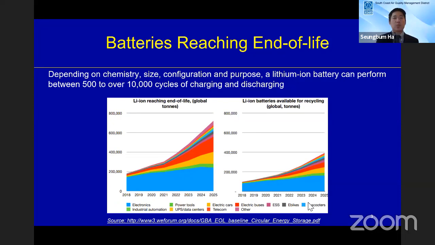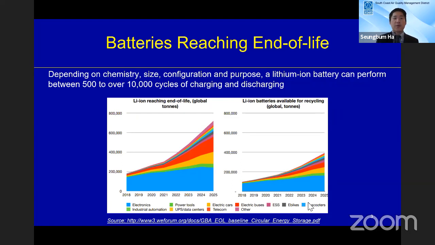The second question we might have is when we need the technology. The lifetime of a lithium-ion battery varies on specific chemistry, size, and purpose, between 500 to 10,000 cycles. As an example, a power tool battery used every day might reach end of life in a few months, while a battery used in some energy storage application can last for over 20 years.